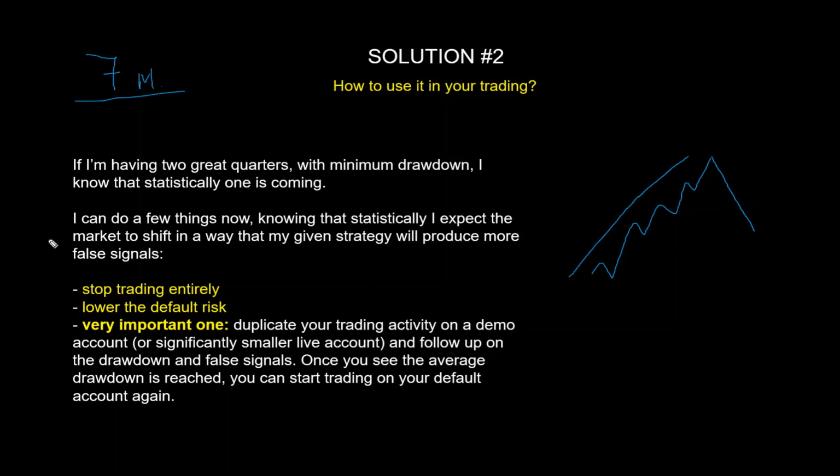Now, I can do a few things knowing that statistically I expect the market to shift, because usually this is what's happening. If you're using the same strategy and you get these drawdowns, it means the market is not doing what we want. The way the strategy was built, now the market is in a different state, and this strategy stops working. And once we figure out this part, we can start avoiding it. Not 100%, I'm not talking about that. No one is able to identify these periods like calling the absolute top or absolute bottom. Impossible. All right? You always give away a few pips from the top, a few pips from the bottom.